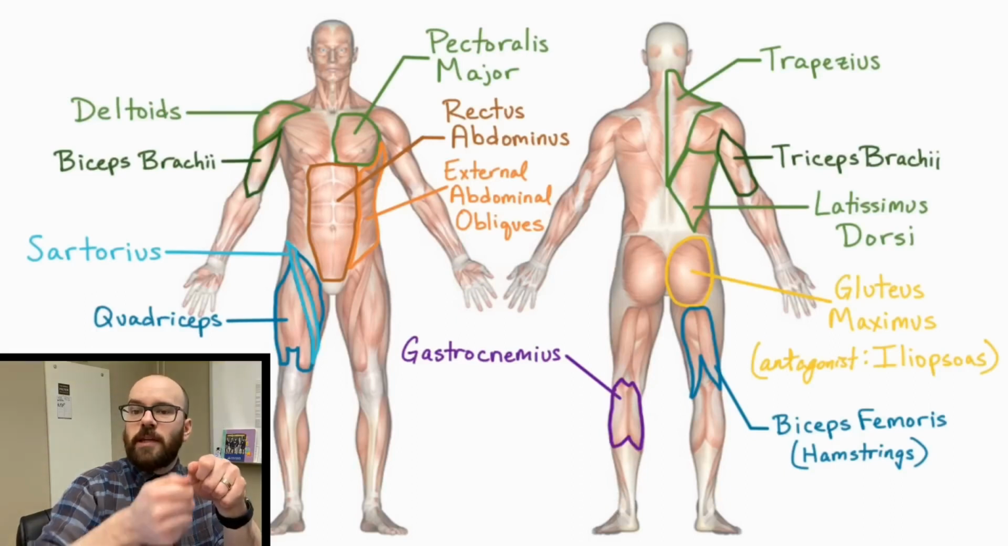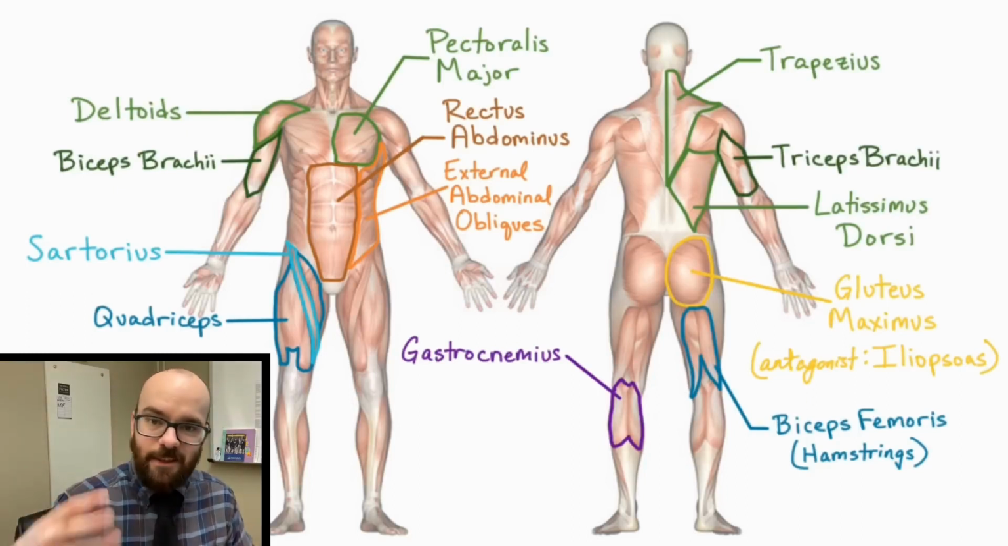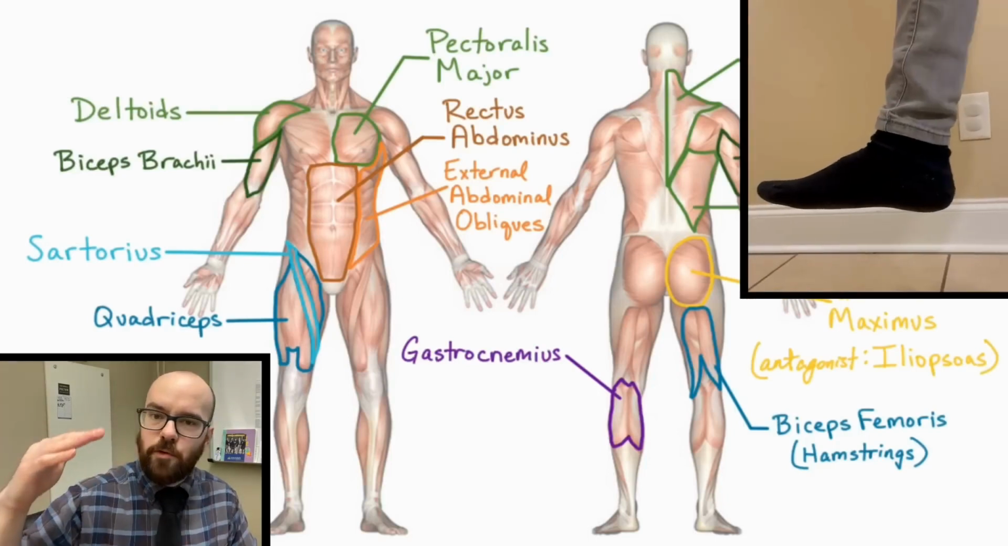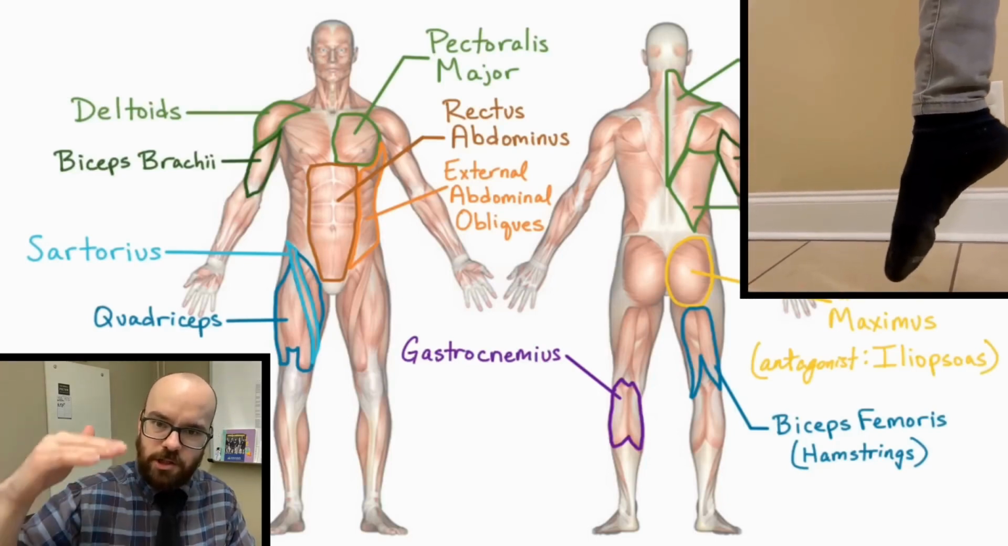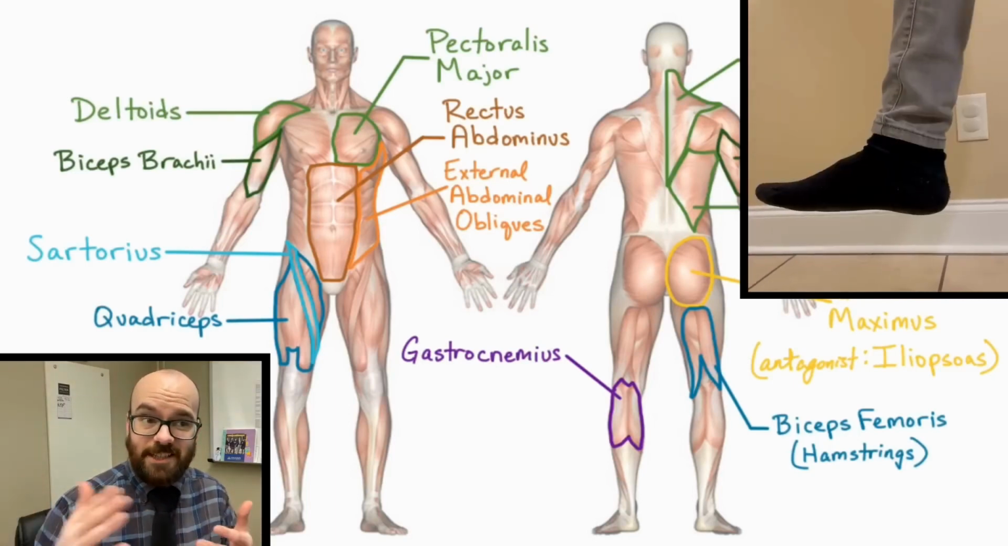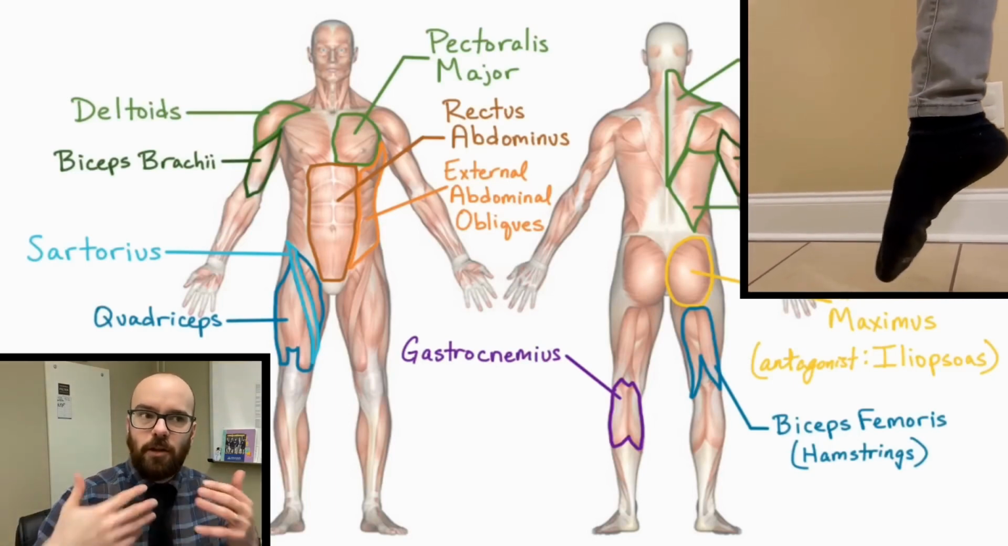The gastrocnemius connects from the femur right here down to the calcaneus in the heel. It's going to pull the heel up, which will extend the ankle. Now technically we call this plantar flexion of the ankle because it moves the foot in the plantar direction, which is the downward direction or towards the base of the foot. But I also like to think about it as extending or increasing the angle of the ankle joint.